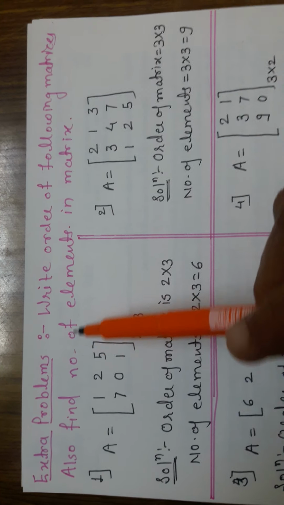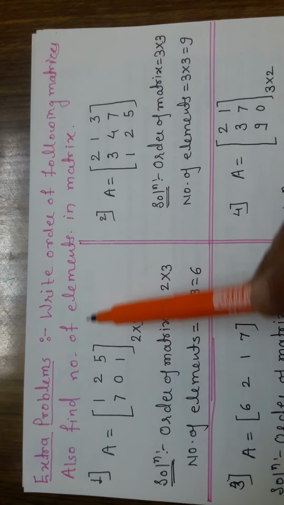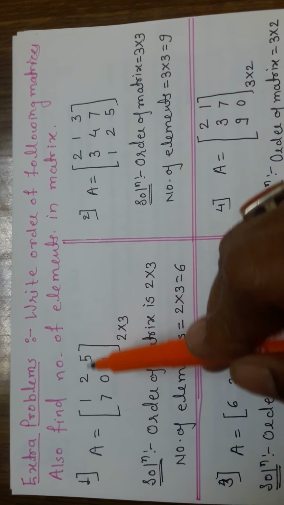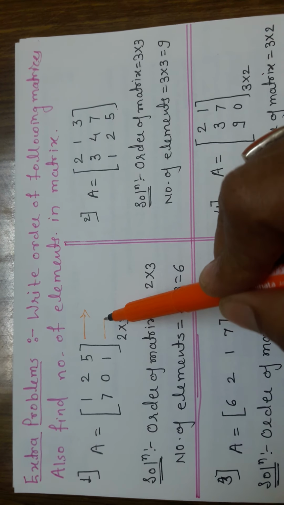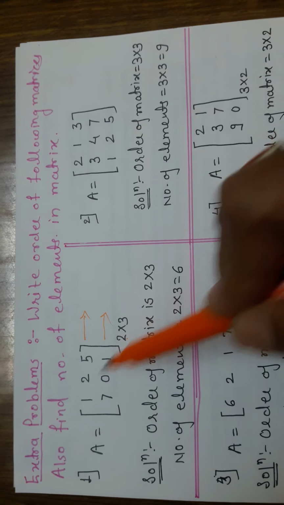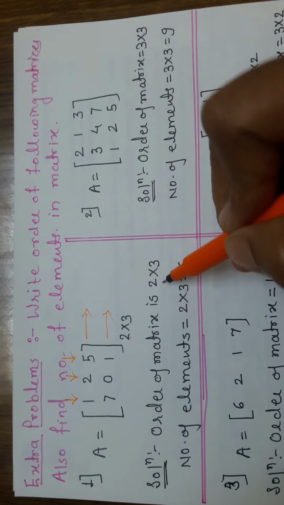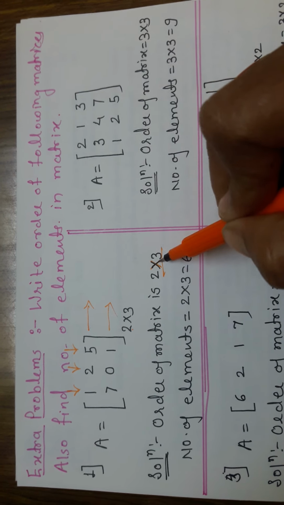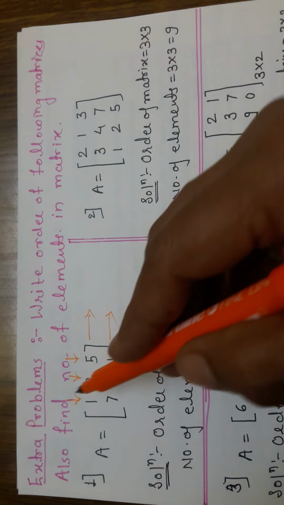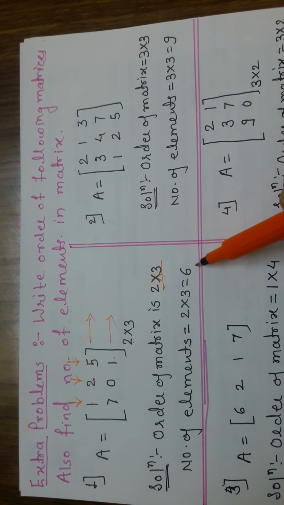Some extra problems we will see. Write the order of the following matrices and also find the number of elements in the matrix. A is equal to 1, 2, 5. This is the first row. This is the second row: 7, 0, 1. So how many rows are there? 2. How many columns are there? 3. That's why the order of this matrix is 2 cross 3. Here a cross sign is there. Number of elements we have to find in this matrix. How many elements are there? 1, 2, 3, 4, 5, 6. So 2 into 3 means 6.